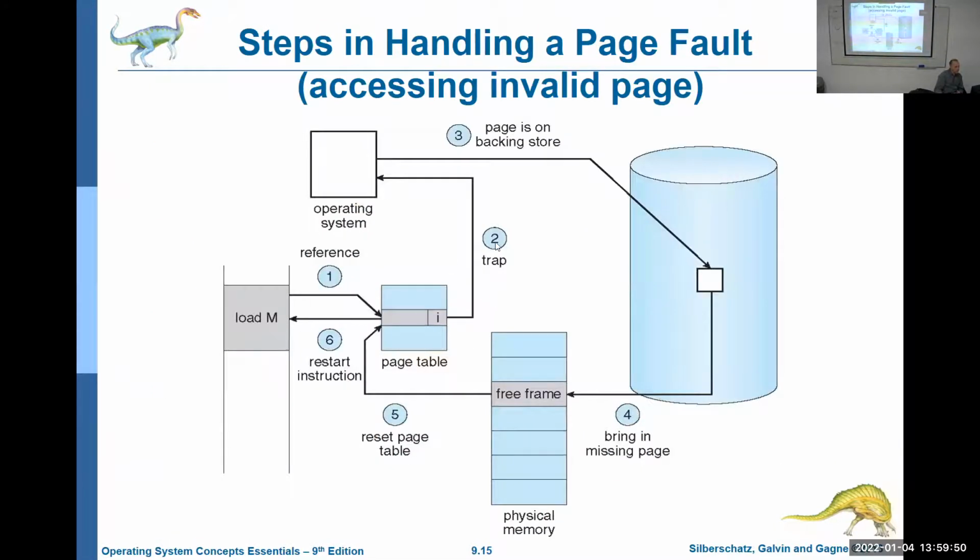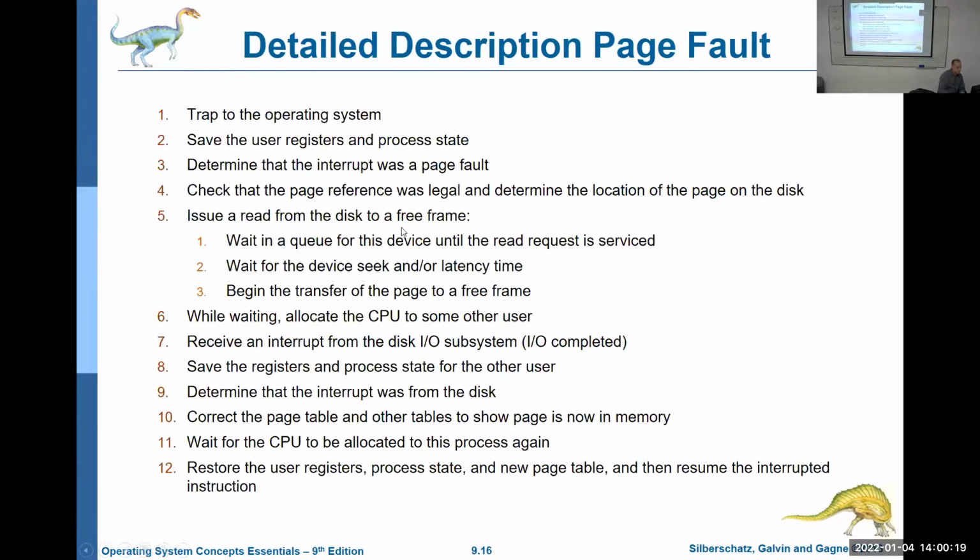We determined that it was a page fault. We now made the request, we requested something to be written from the disk to the free frame. But this step number 4 takes time, is what I'm saying now. And while it's doing that, the CPU shouldn't just be sitting there idly waiting for the disk to copy to the memory. So that's what the next slide says: while waiting, allocate the CPU to some other user. And that's why the user registers and process state were saved to the operating system in some data structure.